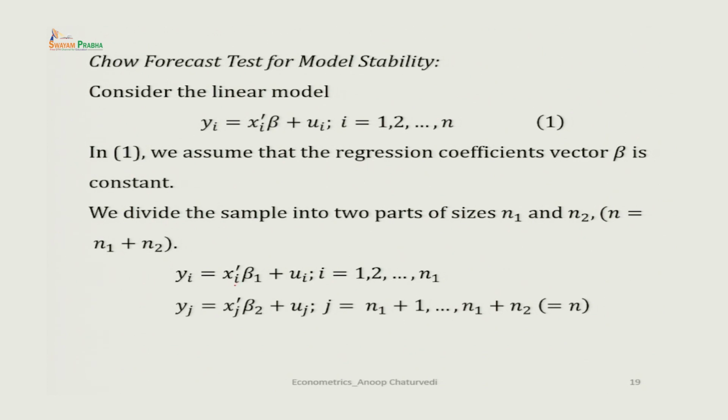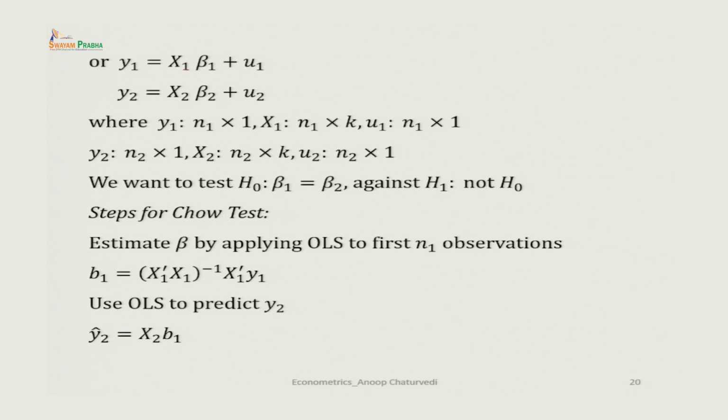Then y i is equal to x i transpose beta 1 plus u i for i equal to 1 to n 1, and then we write y j equal to x j transpose beta 2 plus u j for j equal to n 1 plus 1, n 1 plus 2, and so on up to n 1 plus n 2, which is equal to n. Or you write y 1 equal to x 1 beta 1 plus u 1, y 2 equal to x 2 beta 2 plus u 2, where y 1 is of order n 1 cross 1, x 1 is n 1 cross k, u 1 is n 1 cross 1.